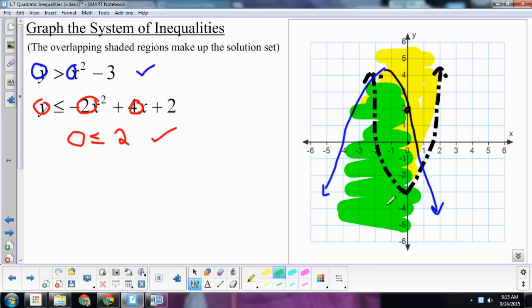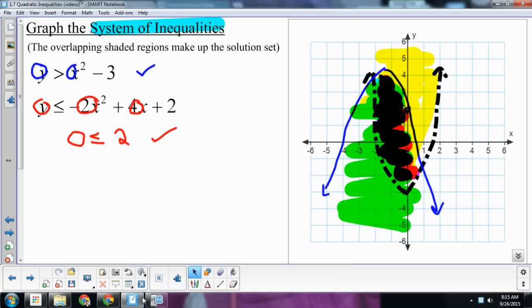So I've got points in yellow that are solutions to one inequality, points in green that are solutions to another inequality. So the area of my graph where the solutions to the system are is right here in the overlapping shaded region. Well, it doesn't show up real well. There we go, it's a little bit better. So in here, these are points that are solutions to both inequalities at the same time. Therefore, they are solutions to the system of inequalities.